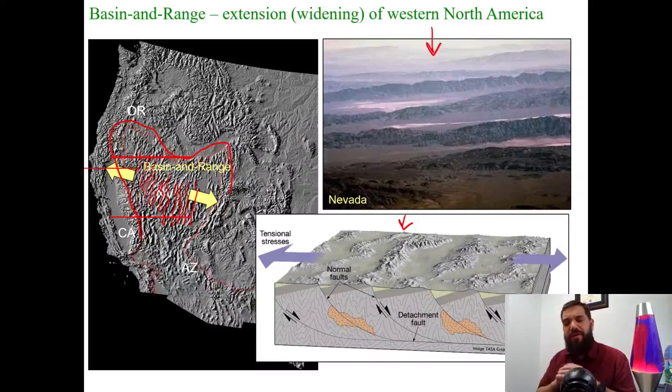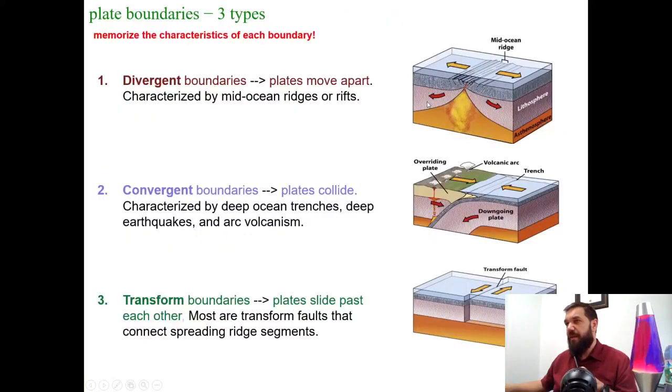Now, the reasons for it are very deep, and I have a whole lecture about this. If you ever take historical geology, I talk a lot about this. But I just want you to know that the Basin and Range province is an extensional regime. Okay, there's extension happening, and that's what creates the basins and the ranges.